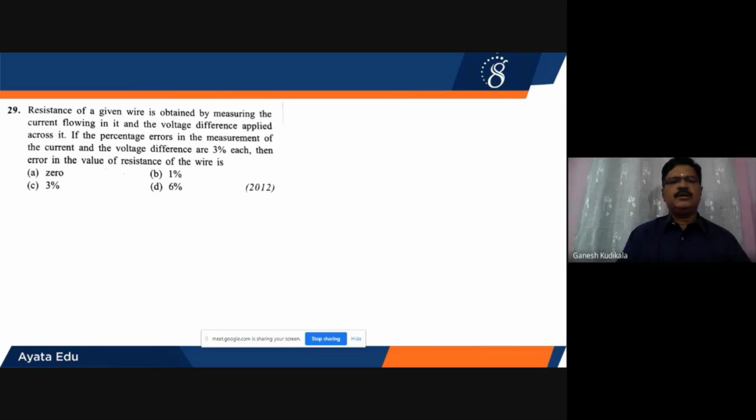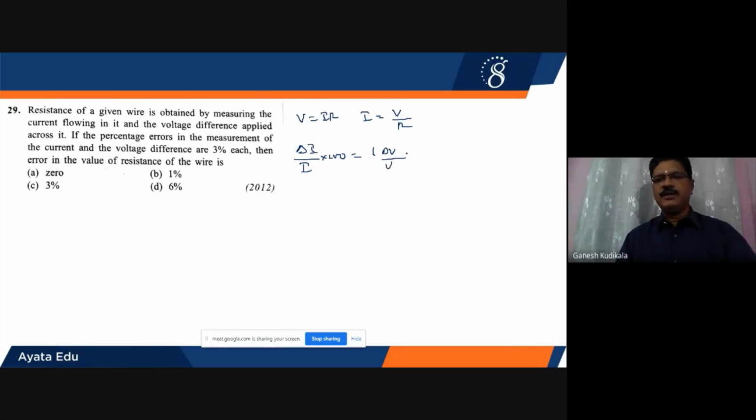Resistance of a wire is measured by using the current, with an ammeter, and the potential difference, with a voltmeter. The percentage of error in the measurement of resistance he is asking to calculate. Therefore definitely I require the formula now. Since V is equal to I into R, I can write R as V by I. Then delta R by R into 100 will be equal to delta V by V into 100 plus delta I by I into 100, quite simple.